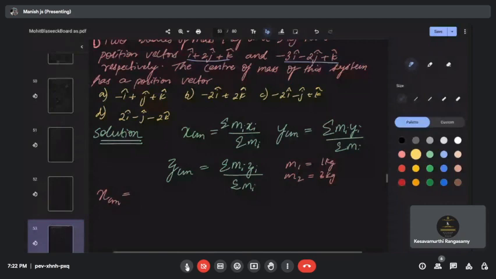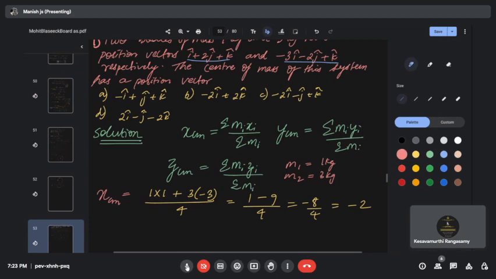So what is mass? Mass is 1 kg. So 1 times x1, which represents i. The coefficient of i is 1, right? So 1 times 1 plus m2 is 3. So 3 times, what is the second position vector corresponding to 3 kg? x is negative 3, right? So minus 3 upon the total mass, 1 plus 3 is 4. If you simplify, you get 1 minus 9 upon 4, which is minus 8 upon 4, which gives you negative 2. That is x center of mass.